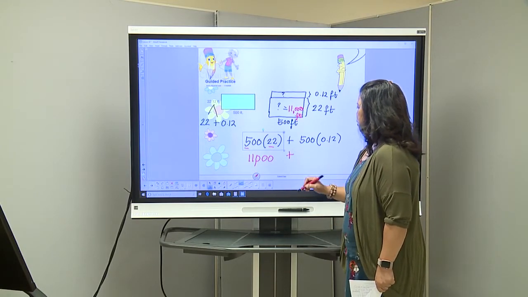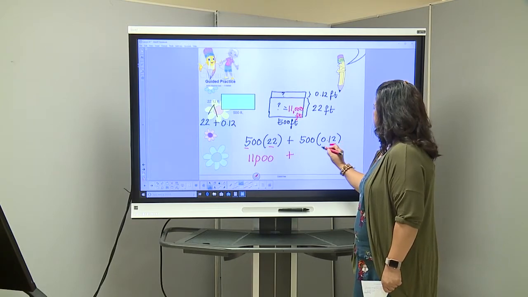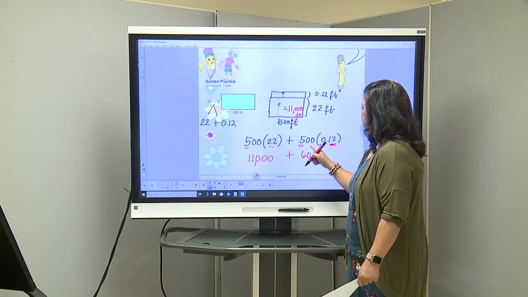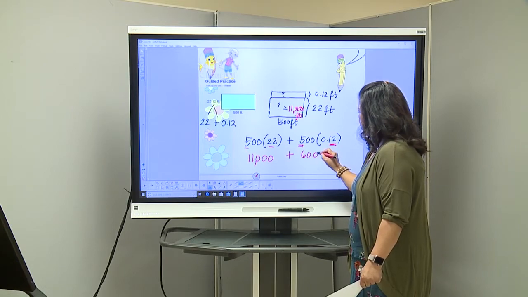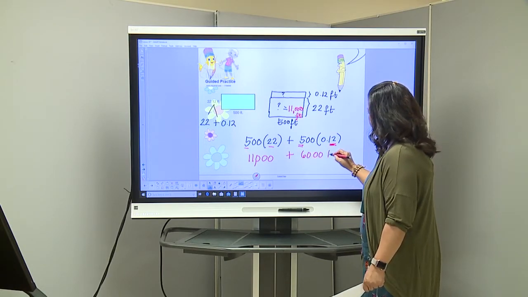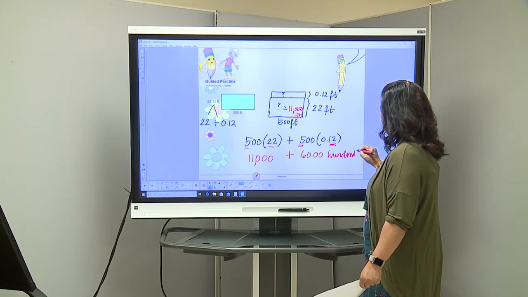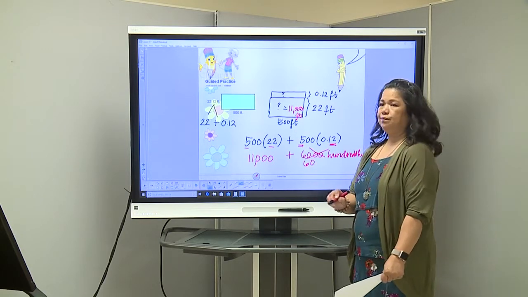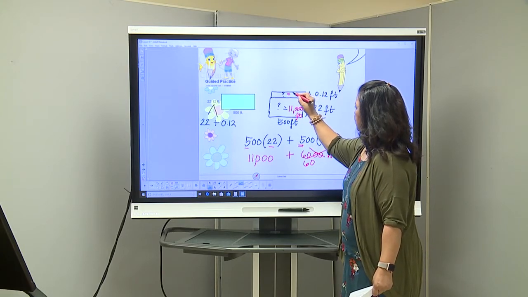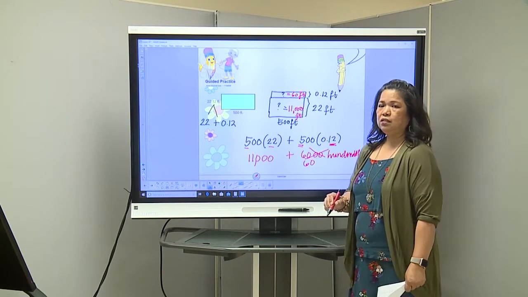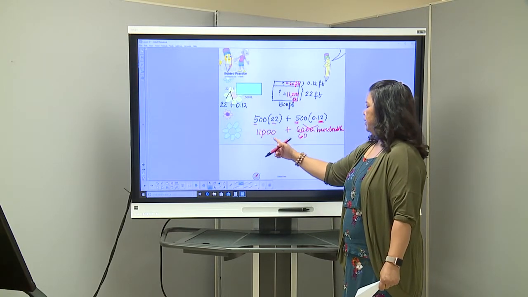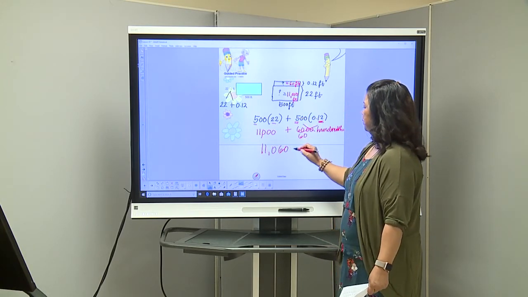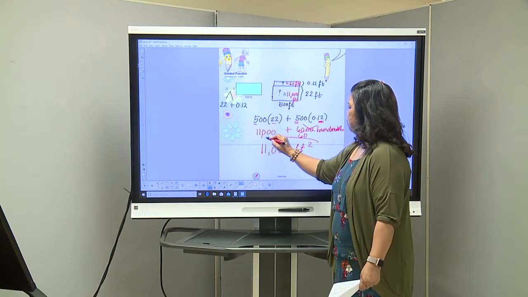Now let's go to the other partial product. 12 times 5 is 60. But that's not just 5, that is 5 hundreds. However, this is the hundredths place. Correct? So 60 hundredths is what? 60. So this portion right here has an area of 60 square feet. So your partial products, 11,000 and 60, added together, is 11,060. It's talking about area, so square feet.